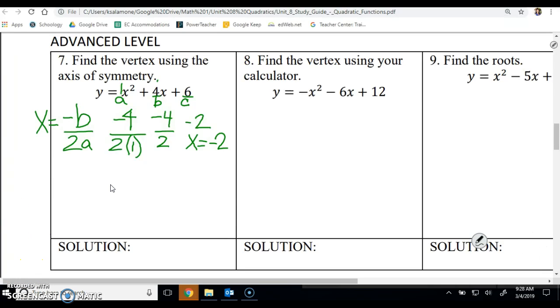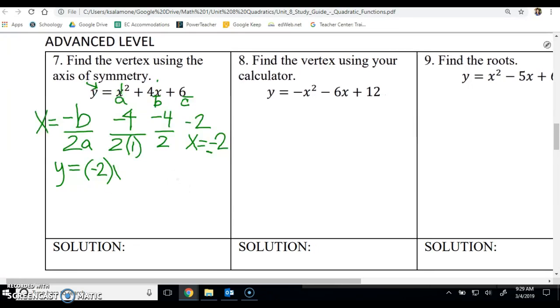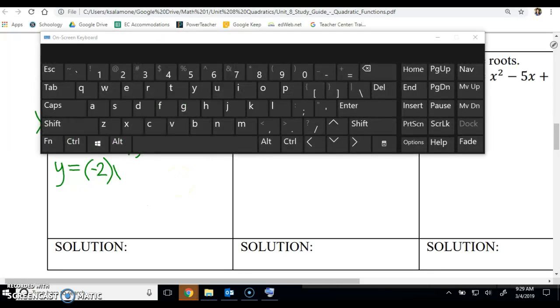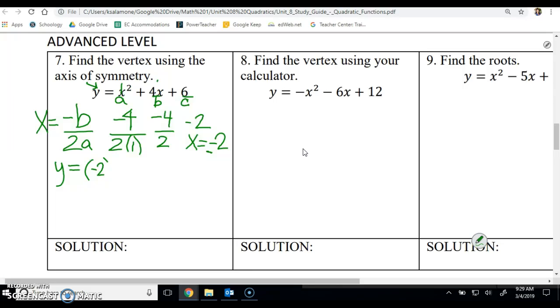Okay, now that we've solved for our x, now we're going to go back to our original equation up here, and we're going to plug in to solve for y. So it's going to look like this. Now, instead of putting in x, we're going to put in negative 2, because that's what we found x to be. Squared though, plus 4 times negative 2 plus 6.